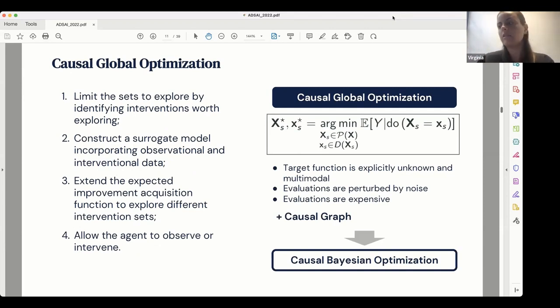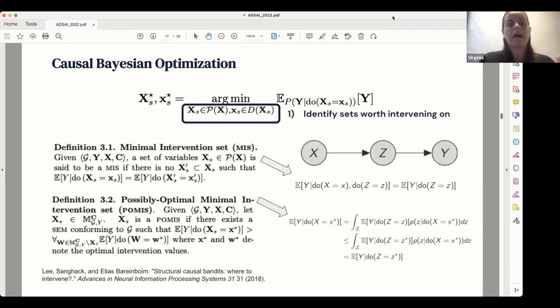We need to extend an acquisition function, and in this case, we use the classic expected improvement acquisition function. So it has to be able to compare different causal effects of this target function. And we also want to allow the agent to observe and intervene, depending on the structural causal model that we are dealing with.